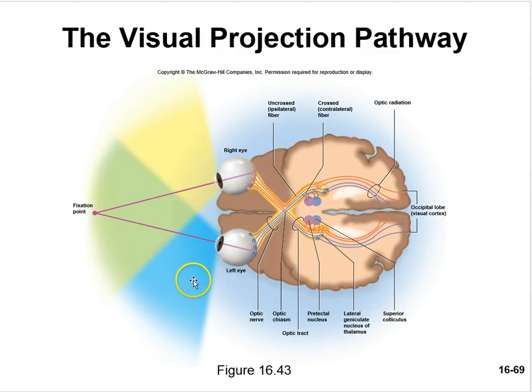And I've included this diagram to show where those areas are, all the way to the visual cortex of the occipital lobe back here.